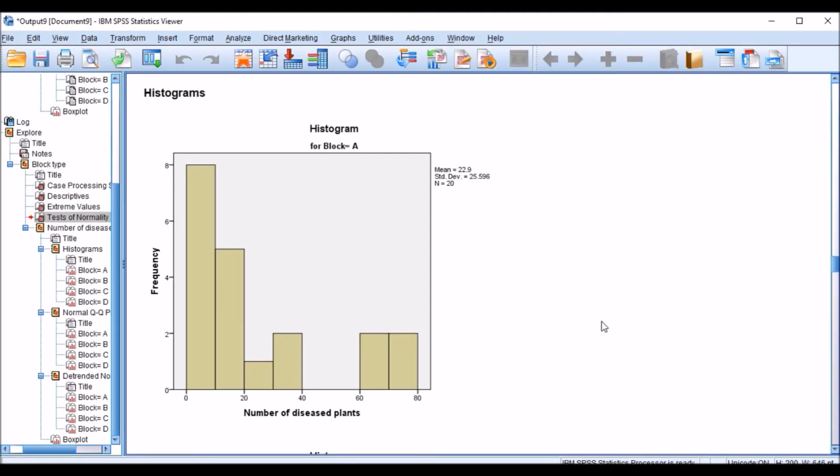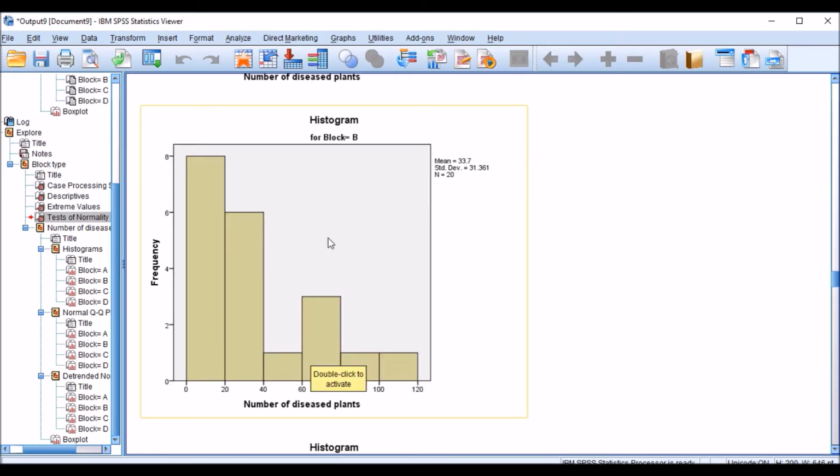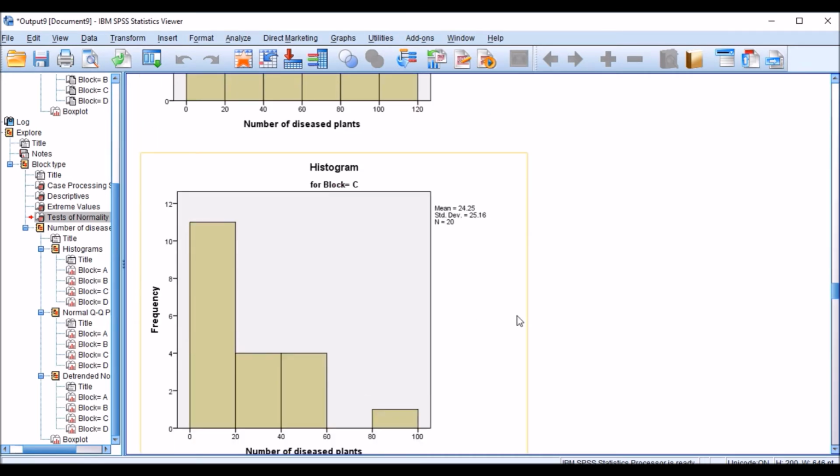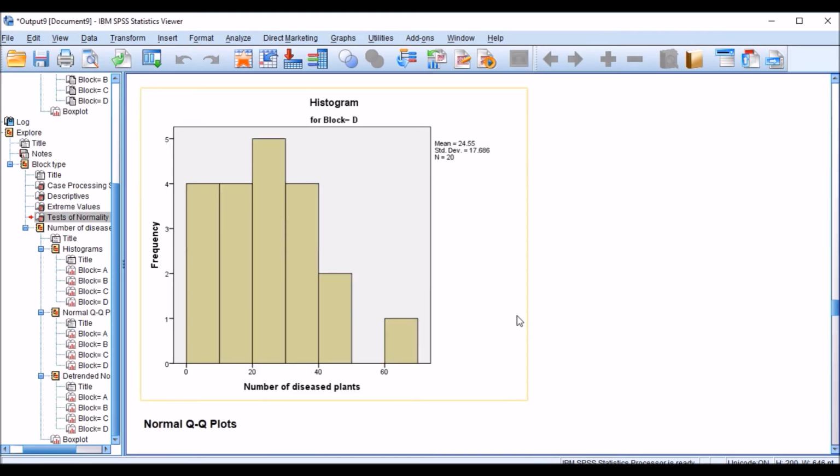Coming back to the SPSS output screen, I said block A is not normally distributed. It is more skewed towards one side. B also has the same problem. It does not have a bell-type structure. Block C is also not having normal distribution. Block D is having normal distribution.